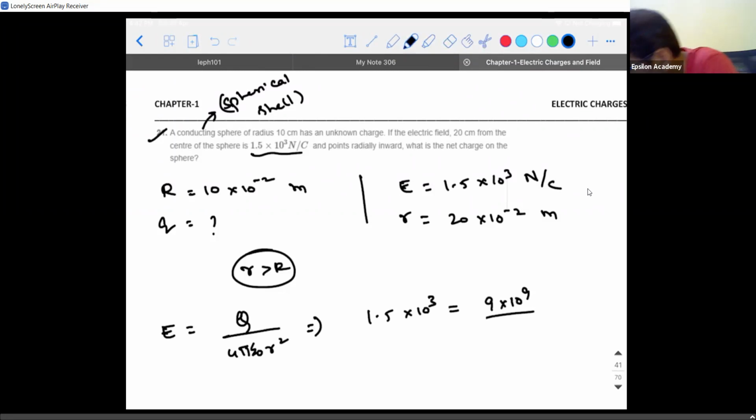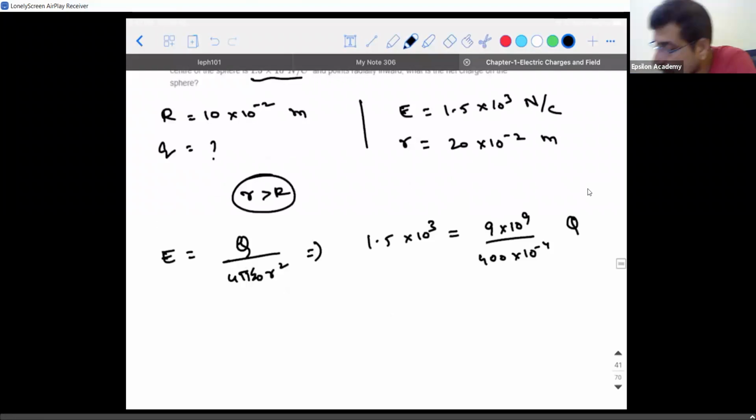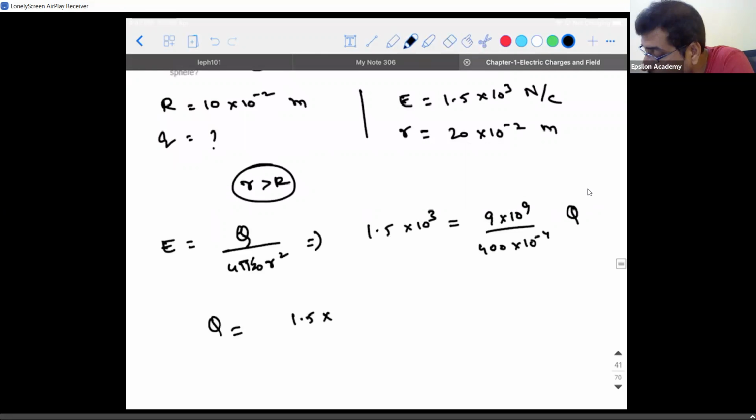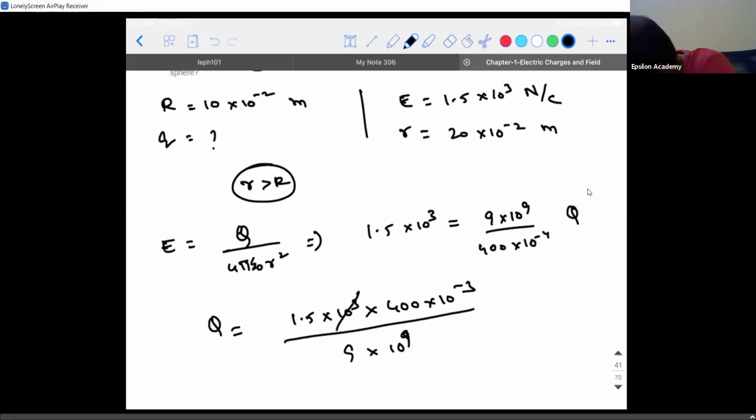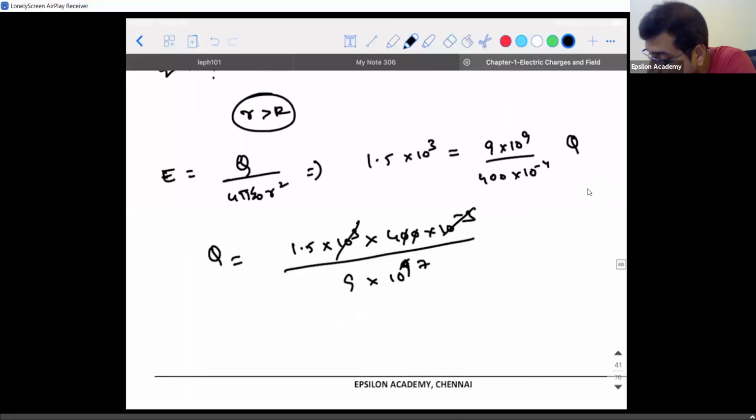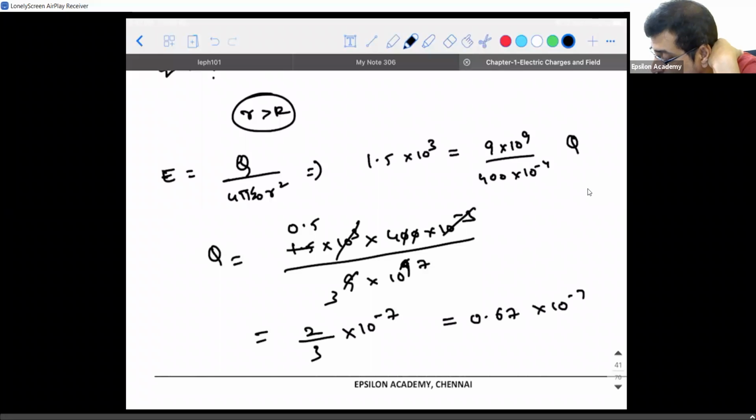Divided by R square is 400 into 10 power minus 4 into capital Q. So capital Q will be equal to 1.5 into 10 power 3 into 400 into 10 power minus 3 divided by 9 into 10 power 9. Now calculate these values. 10 power 3 and 10 power minus 3 cancel. 1.5 is 0.5 times 3, so 0.5 into 4 is 2. So 2 divided by 3 into 10 power minus 7, or it is 0.67 into 10 power minus 7 coulomb. Or I can write it as 67 nano coulomb.